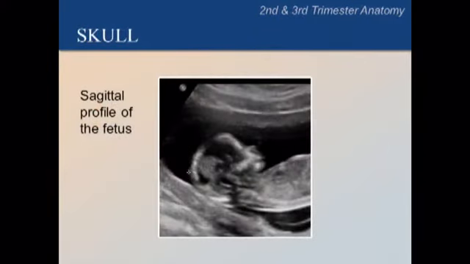This is a sagittal profile of the fetus. Please ask your trainer to show a sagittal position with a doll. Because the skull is bone, it is hyperechoic, so it will appear white. Here we can see the face and the skull.